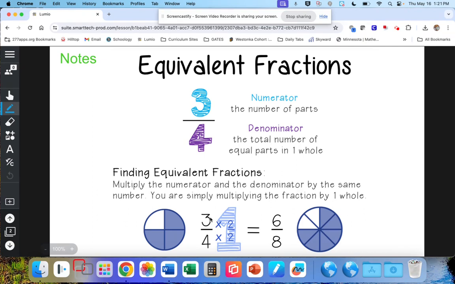So if I do 3 times 2 on the top, I get 6. Then I have to do times 2 on the bottom, so 4 times 2, which gets me 8. So the fraction 3/4 is equivalent, or equal, to the fraction 6/8. Because what we did to the top, we did to the bottom. And what we do to the bottom, we do to the top.